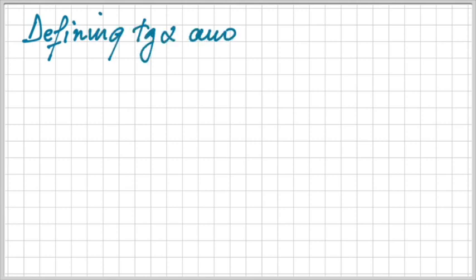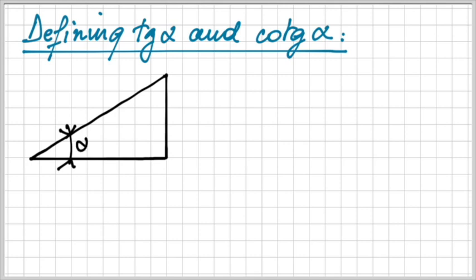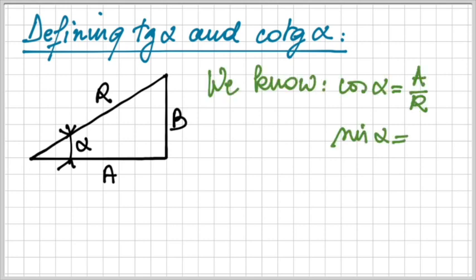So let's have a look at the definition of the tangent and cotangent of alpha. When we look at a triangle, we still have the two rectangular sides, A and B, and the hypotenuse R, and the angle between A and R is alpha. When we look at the definitions we did before, we know that the cosine of alpha is A divided by R, and the sine of alpha is B divided by R.